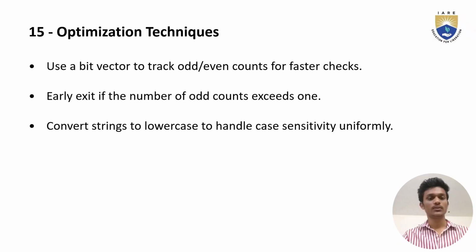Optimization techniques. Use a bit vector to track odd or even counts for faster checks. Early exit if the number of odd counts exceeds 1. Convert strings to lowercase to handle case sensitivity uniformly.